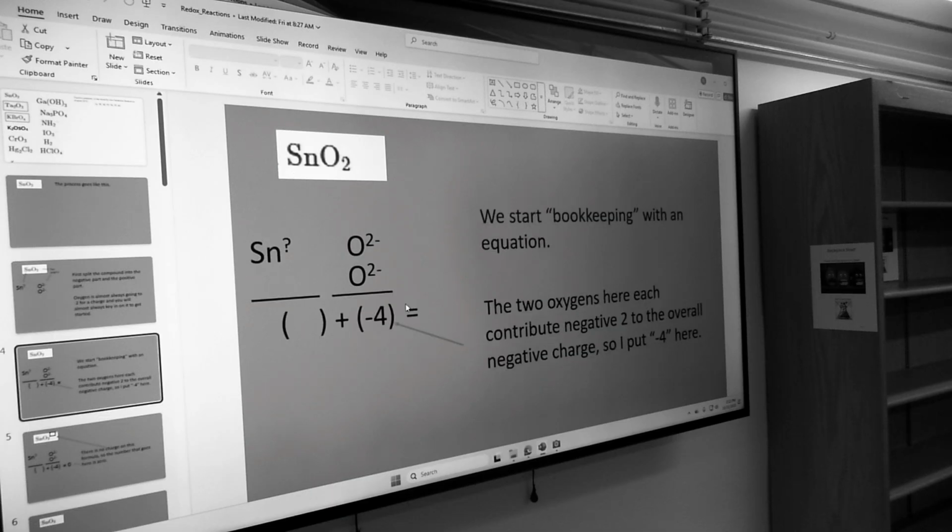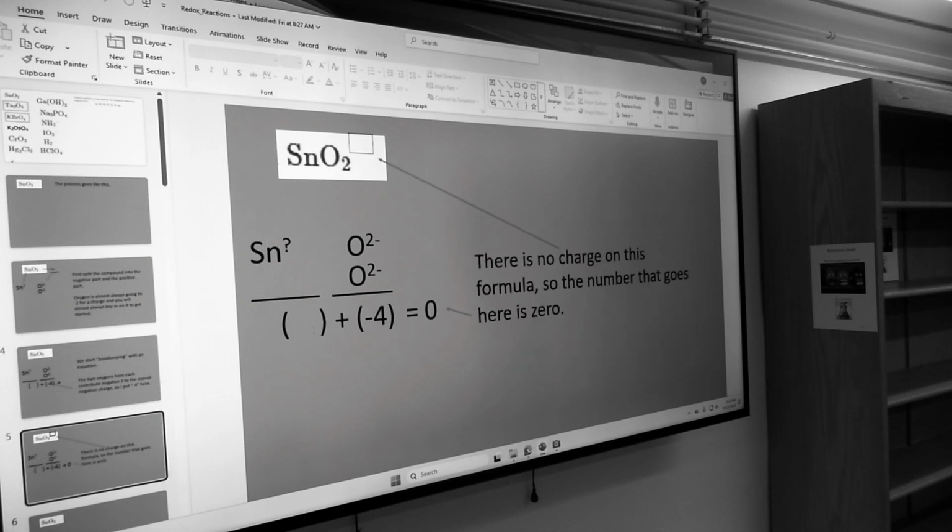Notice I've added up the O2 and O2 to -4, and I've left a blank for what goes to the left over here. And I'll mention here, there's no charge on this. It's not a polyatomic ion, but whatever charge is up there in the top right, you want to bring down to the right side of the equal sign. Do you have access to these slides? Yeah, I'll upload these PowerPoints.